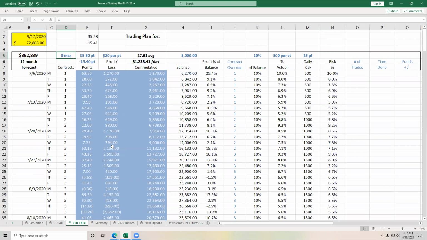The adaptive entry system combined with a personal trading plan is a gold mine possibility for any trader.